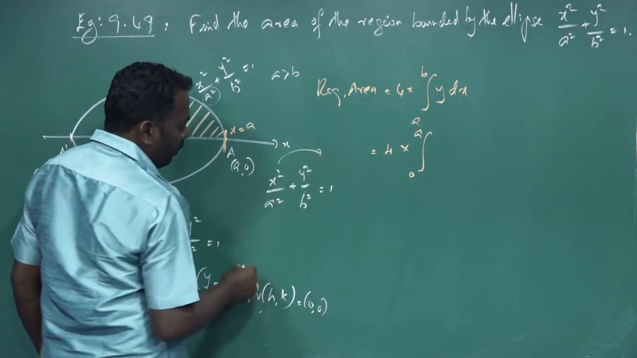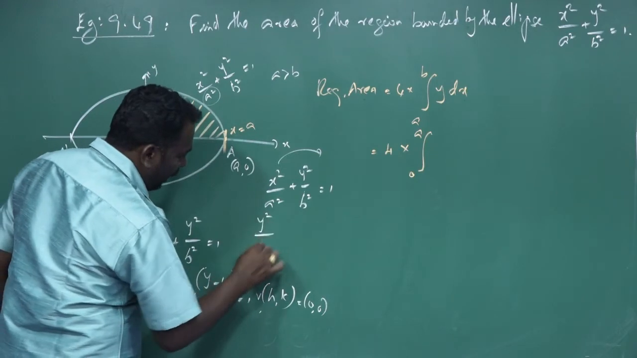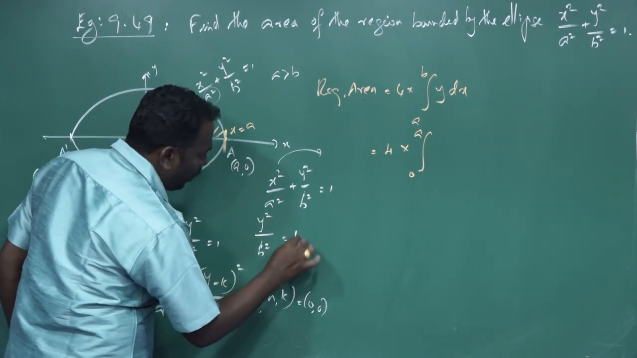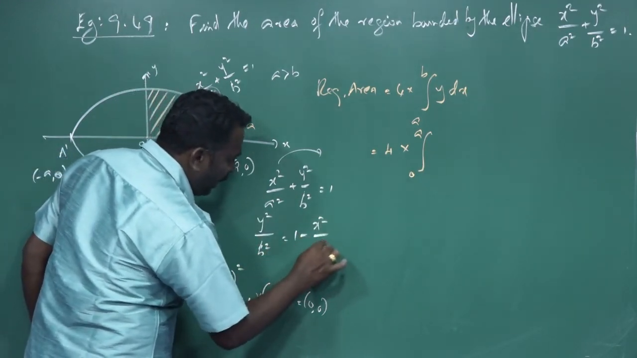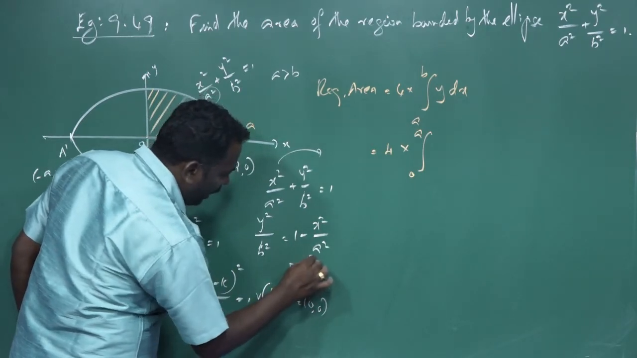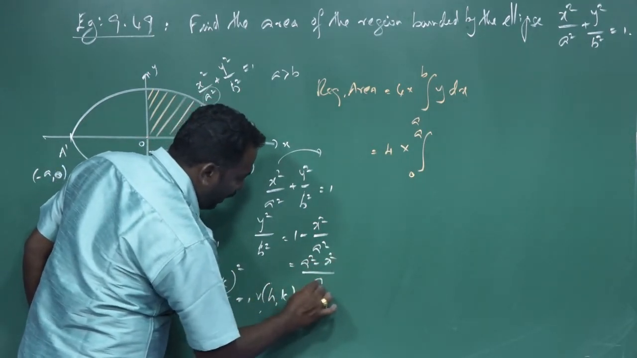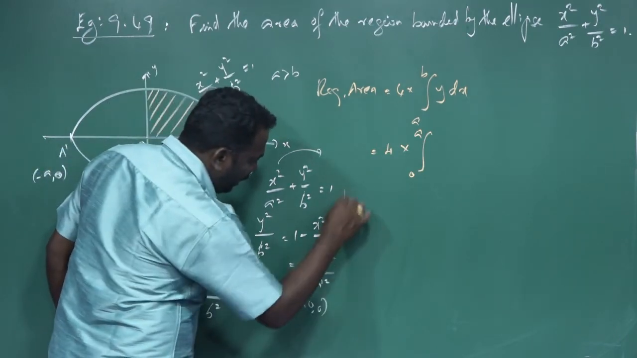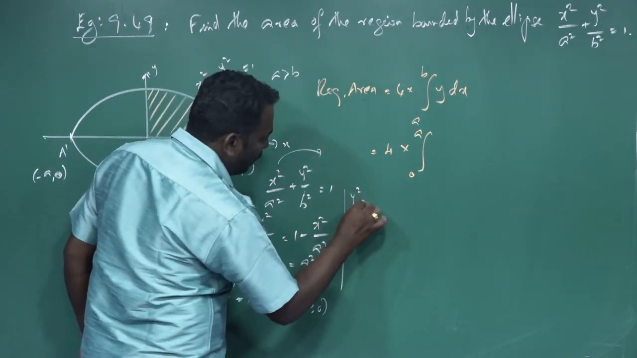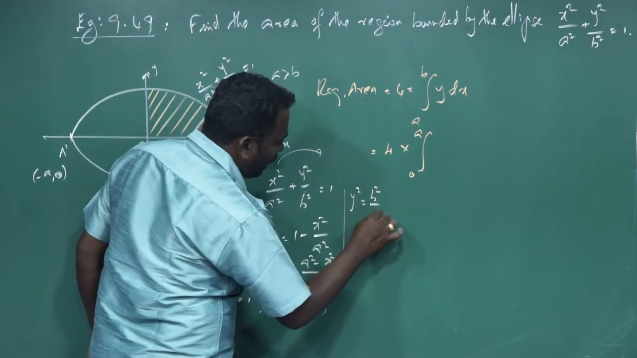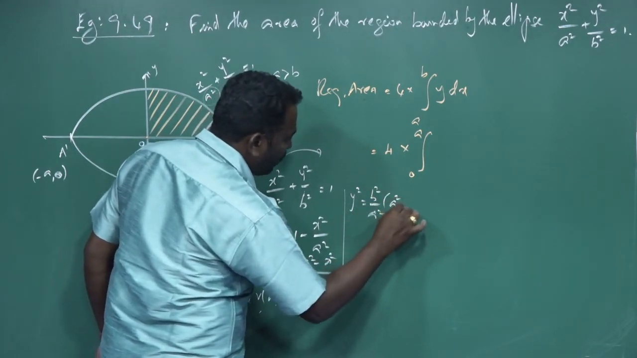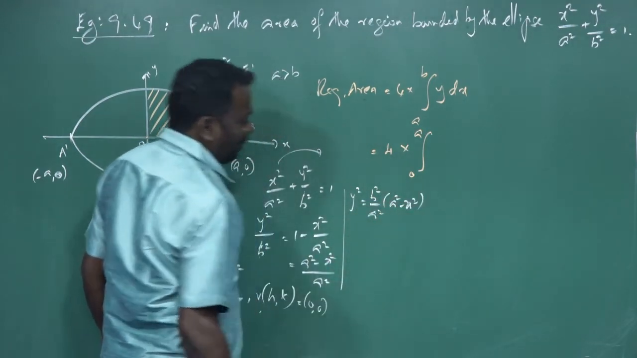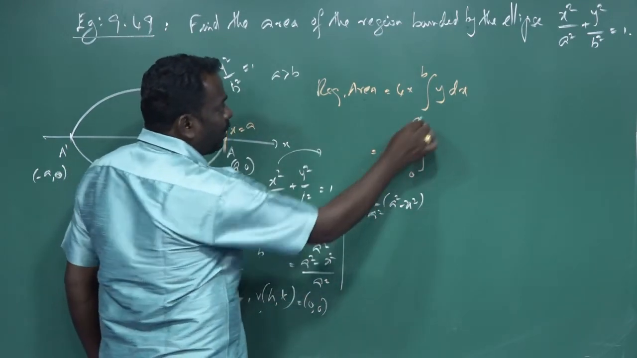Therefore, transfer this 1, and y square by b square is equal to 1 minus x square by a square. Take the common denominator: a square minus x square by a square. Now transfer the b square to the right hand side, and y square is equal to b square by a square into a square minus x square. Simplification.